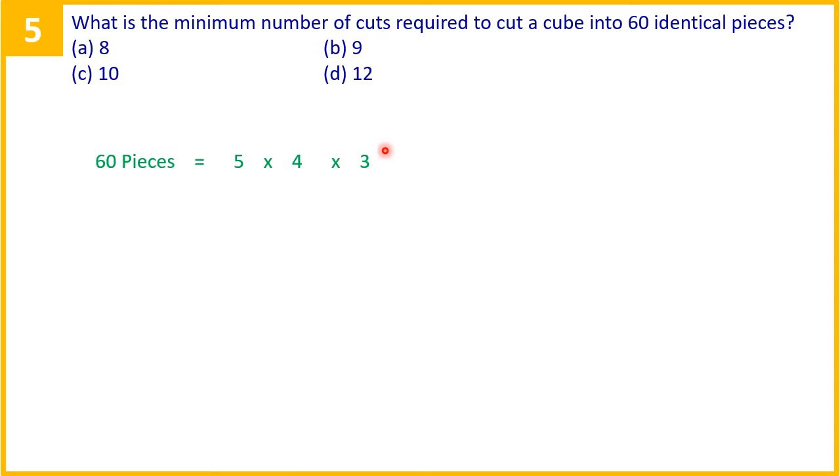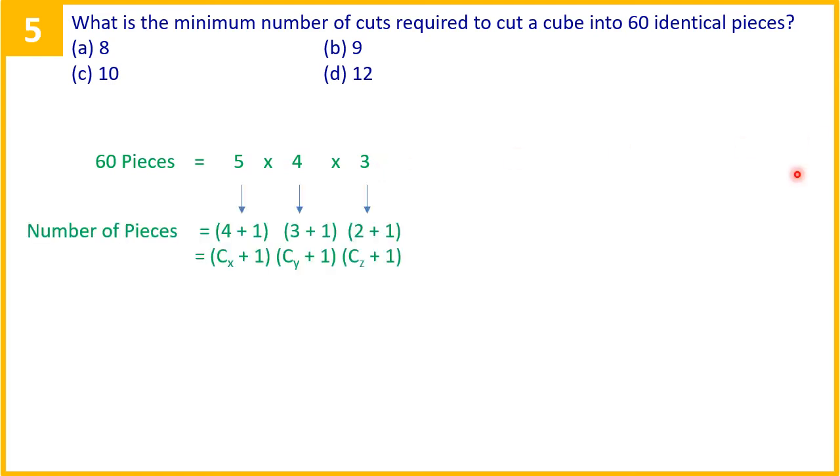अगर आप इसको किसी और तरह से फैक्टराइज करोगे तो कट्स मिनिमम नहीं आएगा. For example, if you write 60 as 10 into 2 into 3, you won't get the minimum number of cuts. So the rule for minimum number of cuts is it should be factorized as close as possible. Now this 5 can be written as 4 plus 1, 4 can be written as 3 plus 1, and this 3 can be written as 2 plus 1. So Cx is 4, Cy is 3, and Cz is 2. So the minimum number of cuts required are 9.